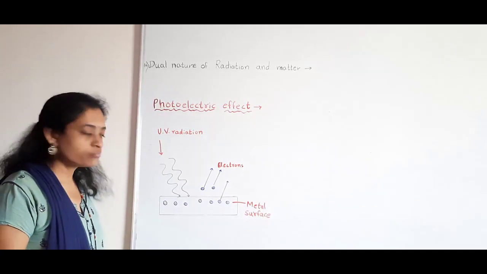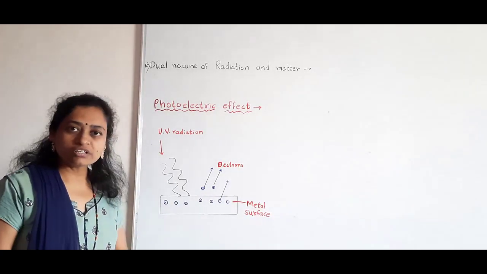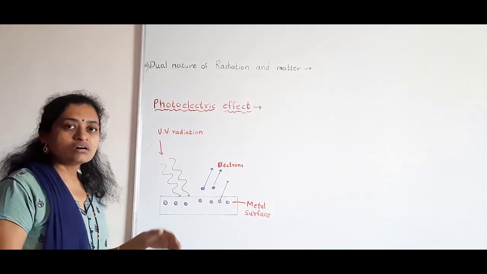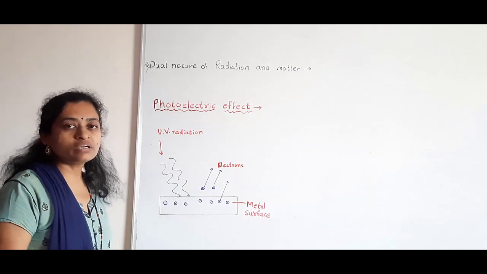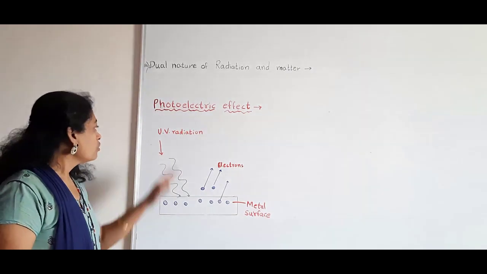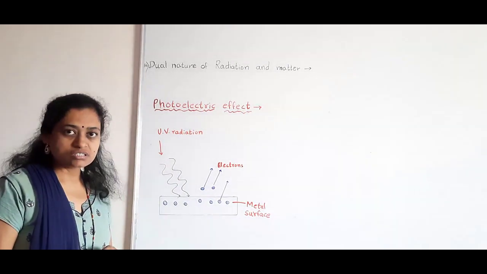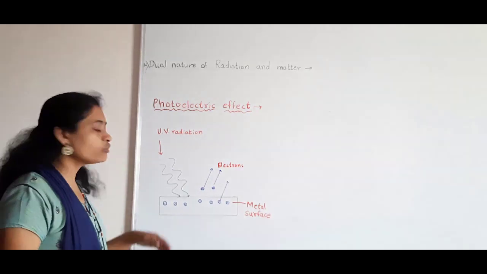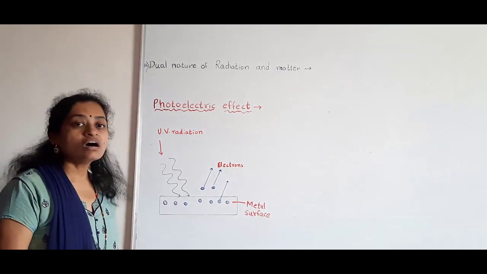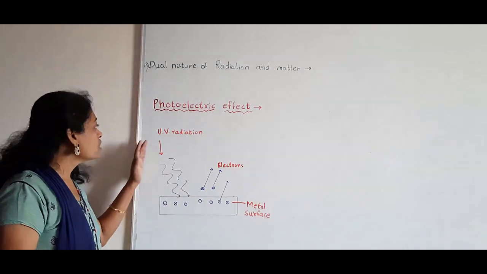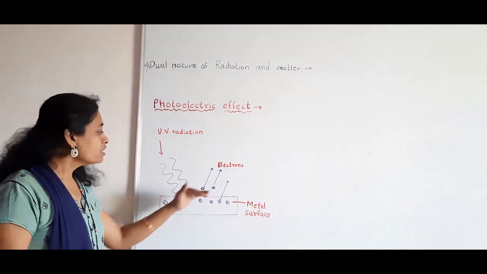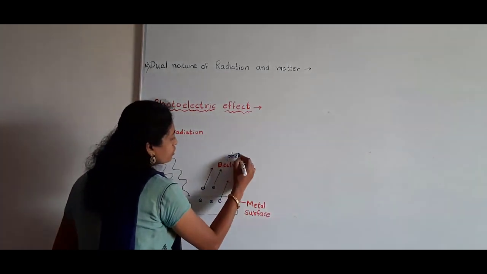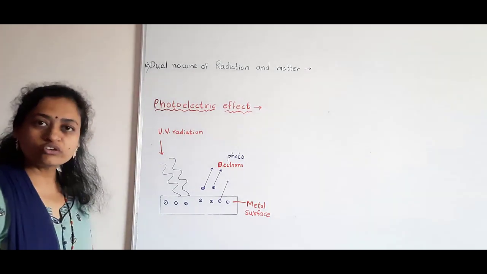For observing the photoelectric effect, we can take a metal surface such as zinc, magnesium or cadmium. We have to take ultraviolet radiation. But this effect can also be observed with visible light when we consider alkali metals. The emitted electrons are called photoelectrons, and we get a current, which is called the photoelectric current.